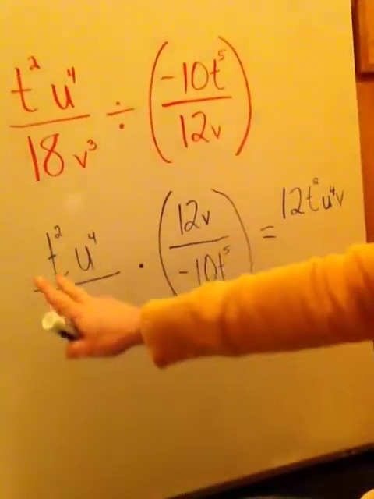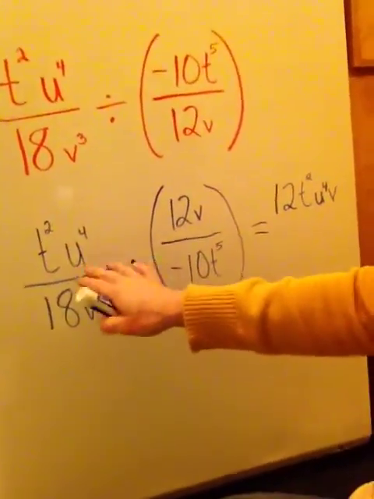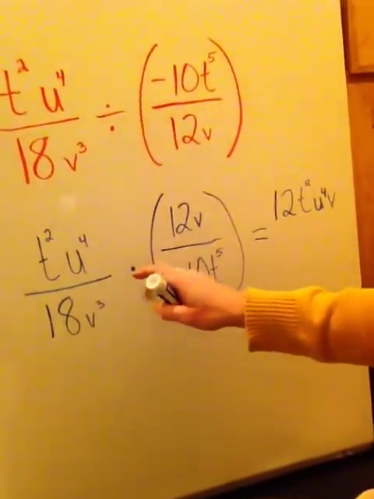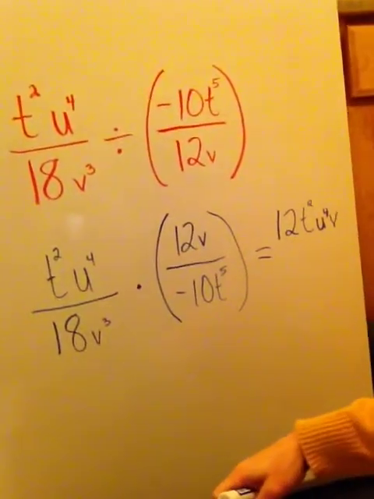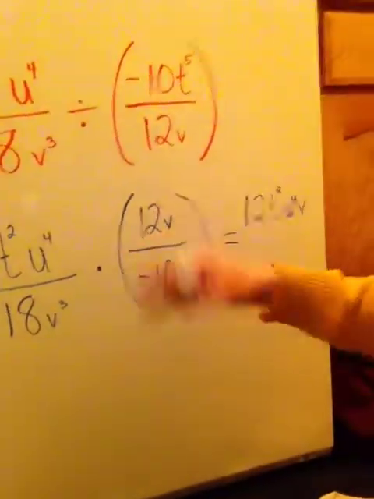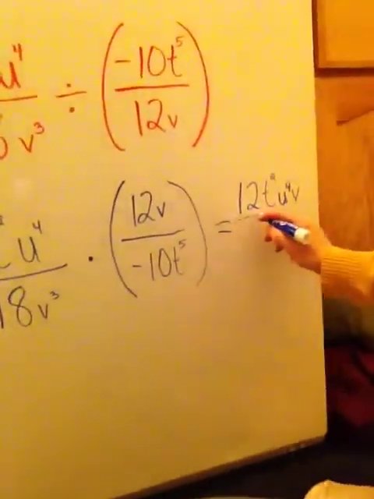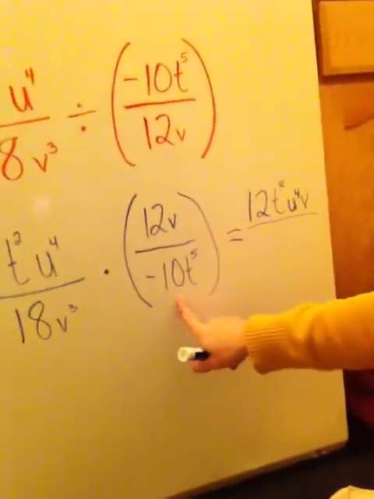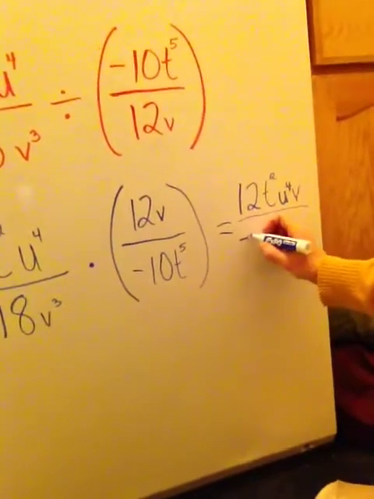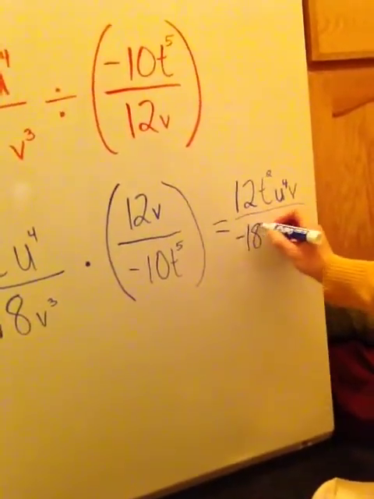Right? That was just written out. T times u times u times u times u. I think that was 4 times v. And then we use the exponents to just write it without writing them all out repeated. Okay, down here, 18 times negative 10 is a negative 180.